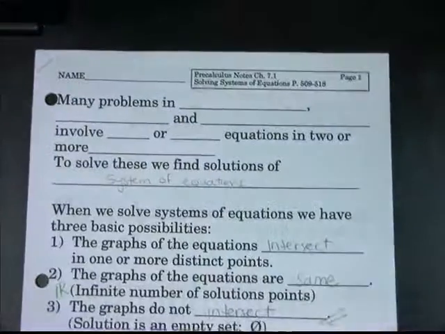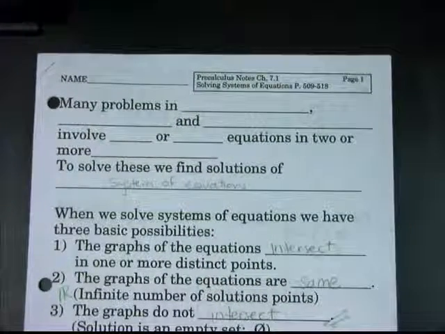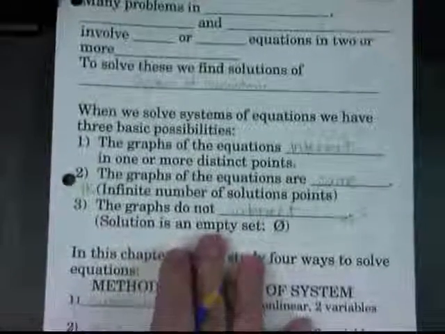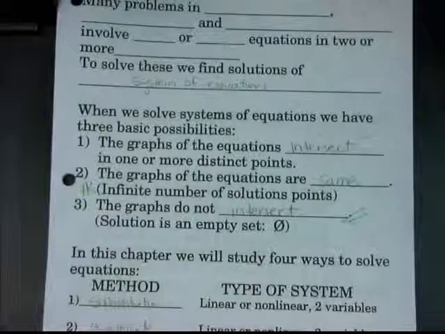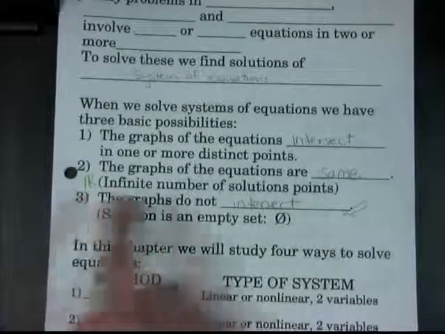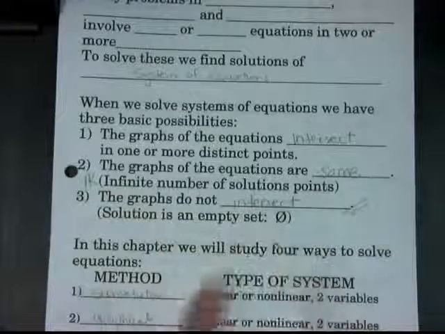Okay, 7.1 is all review. It's all about solving systems of equations. I expect you to go into your book and get this filled in. We have equations that intersect. If they're the same line, we have all real or infinite solutions. If they do not intersect, we have no solutions.